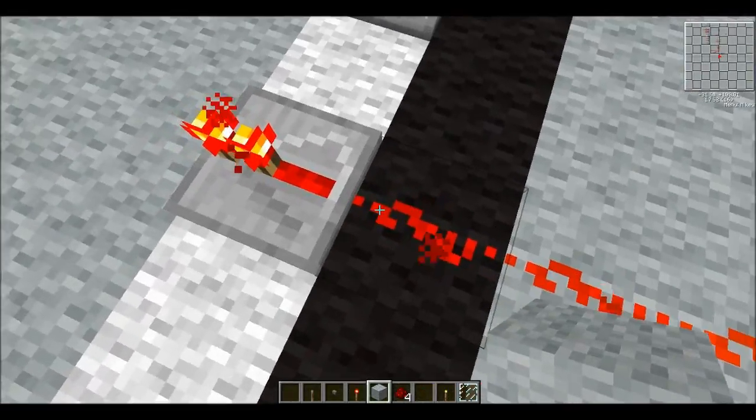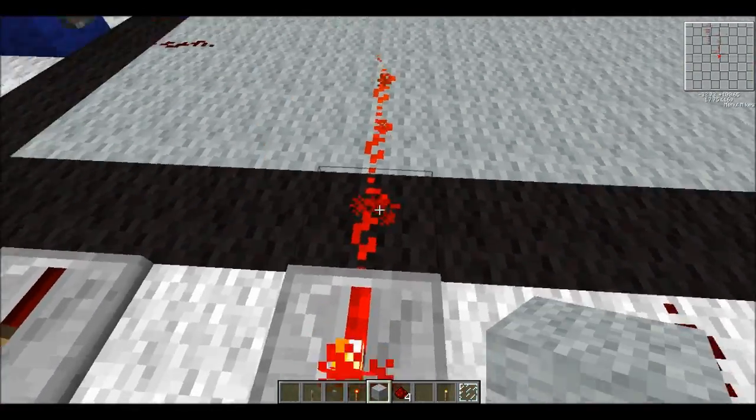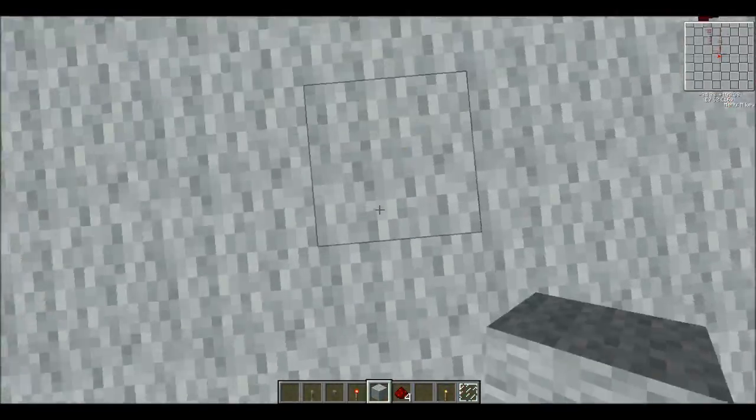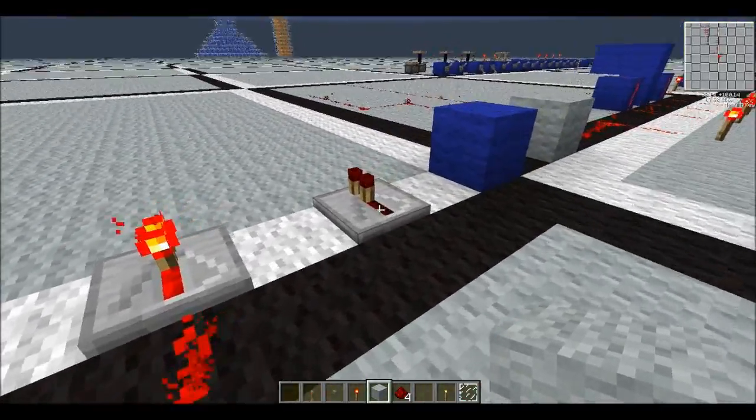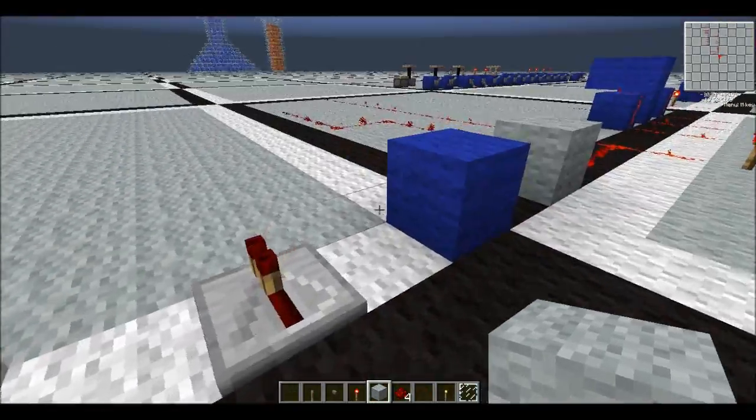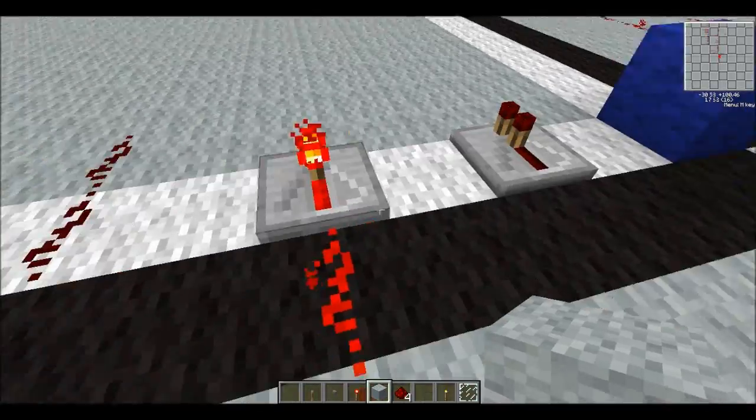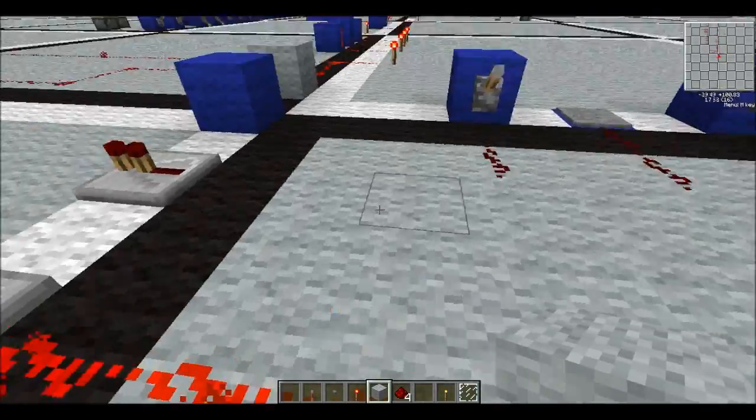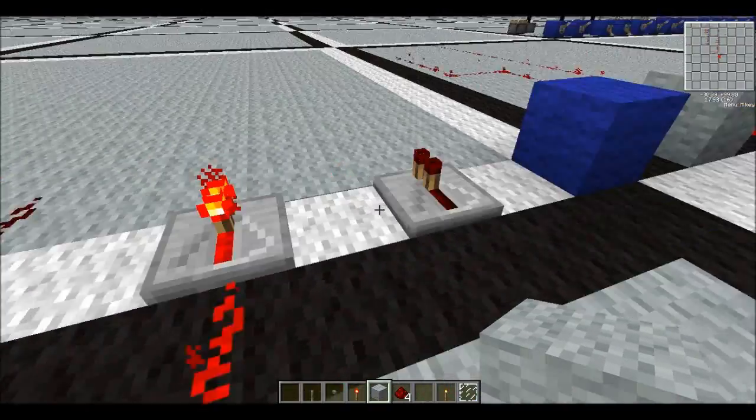So it receives power in the direction that is behind the arrow, so back here, and it sends power in the direction of the arrow, so this way. And there's again an on state and an off state. I had to do some wiring just to put a torch underneath here to get this to turn on, because the repeater does not receive power from underneath, so I couldn't really hide it. I had to do this. And then there's again an on state and an off state.